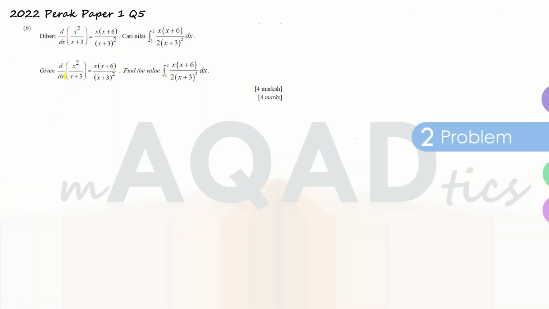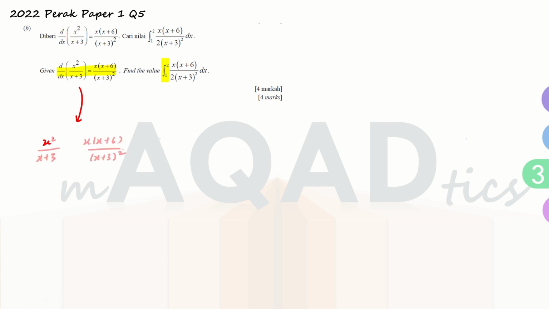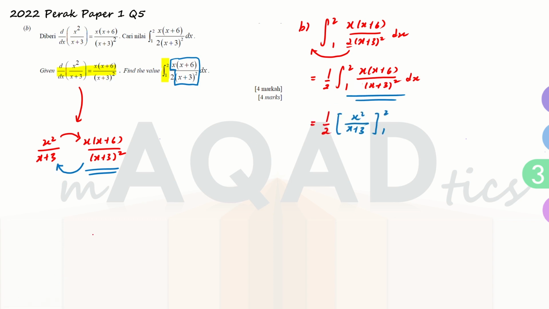In part B, it's the same thing as well. We have a differentiated equation and an integral. So we can draw a diagram from this equation. When we differentiate the thing on the left side, we will get the right side. And what we see is that in the integral, this part is actually the same as this part. The only difference here is the 2, so we're going to move the 2 outside of the integral. Since we are integrating this, we need to go to the other side, which is x squared over x plus 3. But here's a little bit different from part A, because there are limits here.